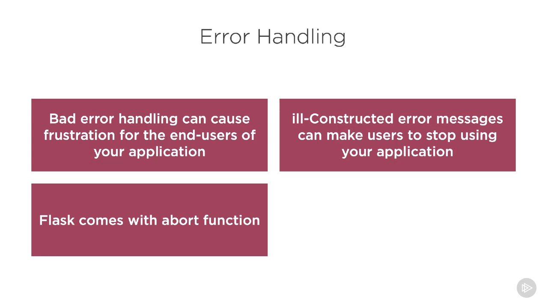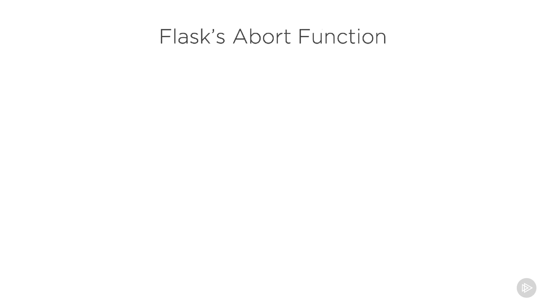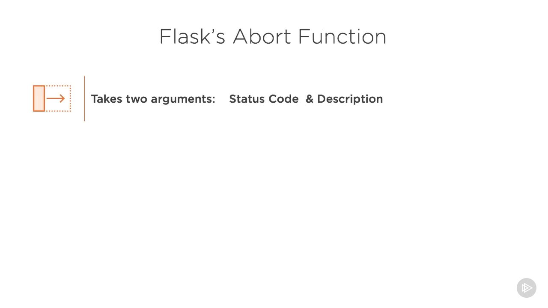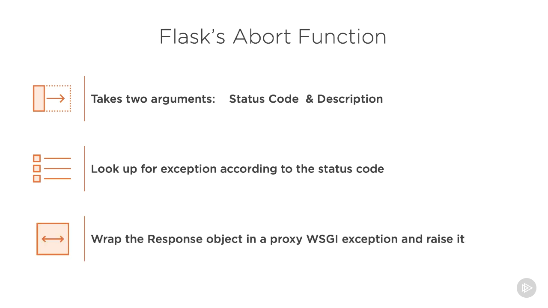Depending on the error code, it is less or more likely for the user to actually see such an error. So we will start with this abort function's implementation, then move on to the custom error handling. Abort can usually take two parameters, an HTTP status code and a description. If a status code is given, it will be looked up in the list of exceptions and will raise that exception. And if we pass a WSGI application like a response object, it will wrap it in a proxy WSGI exception and raise that out.